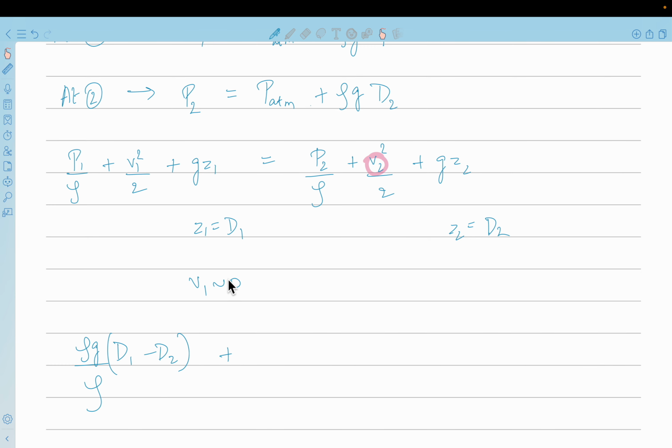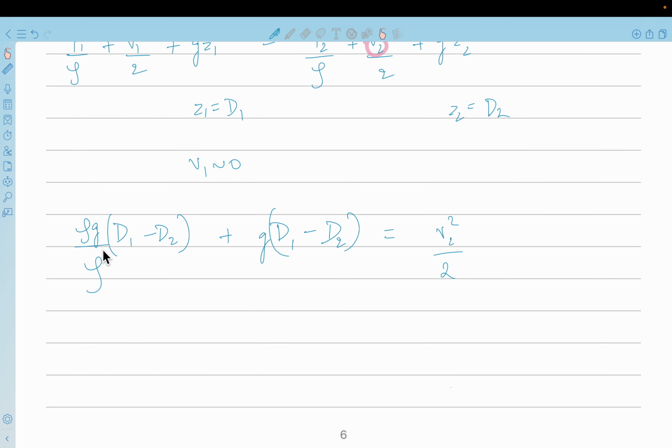Okay, plus V1 square is gone, plus g z1. So z1 is d1, g d1. Z2 is d2, so I'll take this on the left hand side, d1 minus d2, and this is equal to v2 square by 2. Okay, so if you see, this rho gets cancelled and both these terms are same, so that makes 2 times, and if I take 2 here, it is 4 times g into d1 minus d2, under root of that is equal to v2.